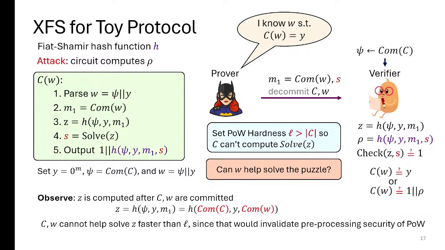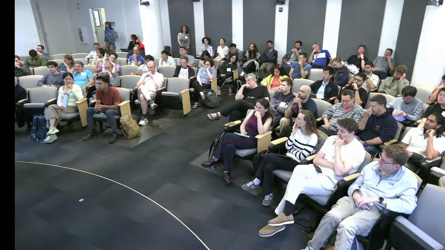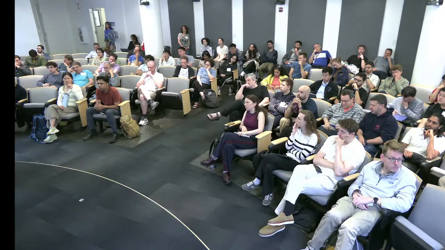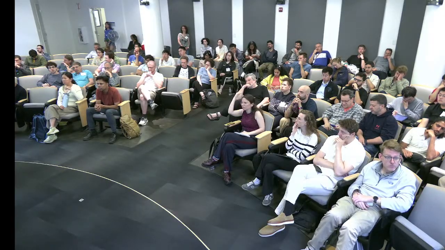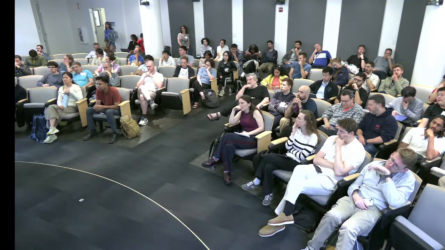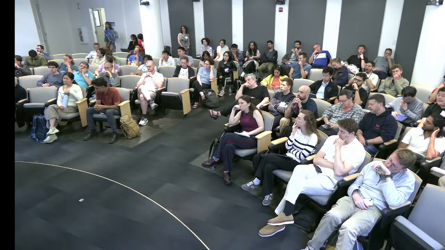Does that make sense? You critically assume that C is a circuit and not a Turing machine. Yes, exactly. This is why we can't protect against arbitrary computation Turing machines. Well, I can in some sense, in the sense that I set the proof of work to be super polynomial, but then the honest verifier is working in super polynomial time, which doesn't make sense anymore.